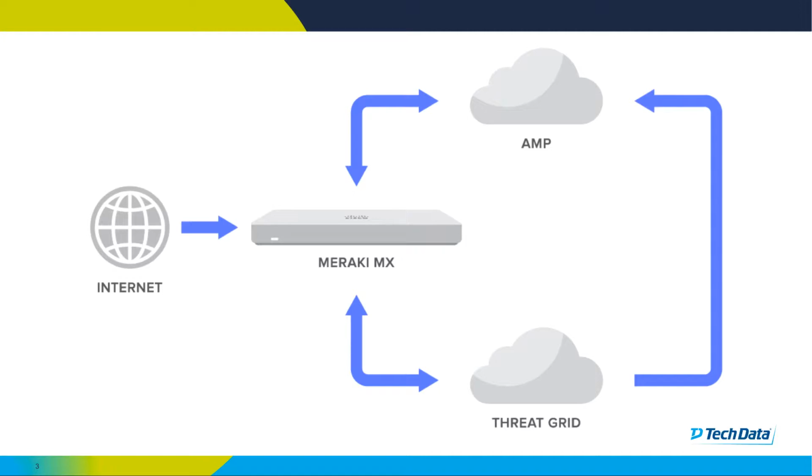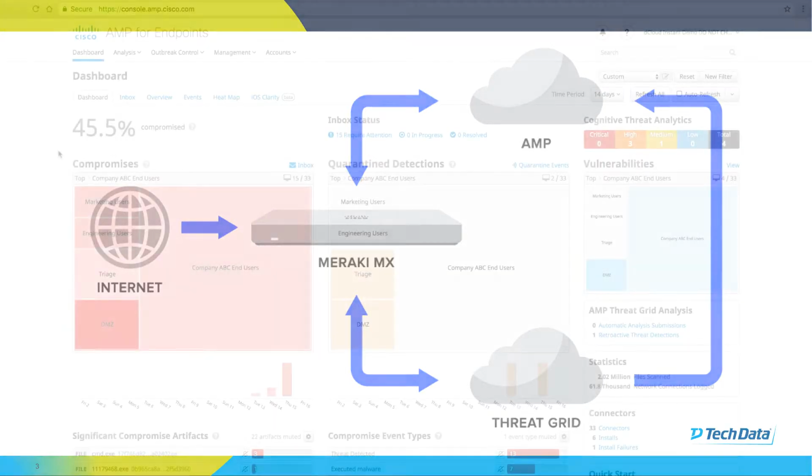Now, just so you know, AMP is a cloud security solution. Therefore, it resides in the cloud. However, you can purchase a physical appliance, although that is not the most common method. The AMP physical appliance is mostly for environments that cannot have their information in the cloud.